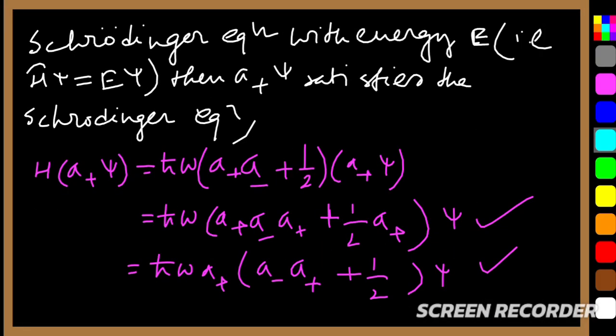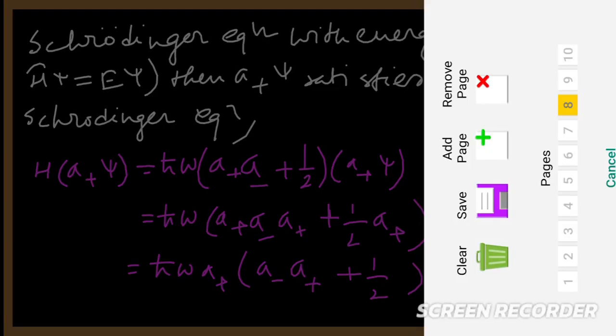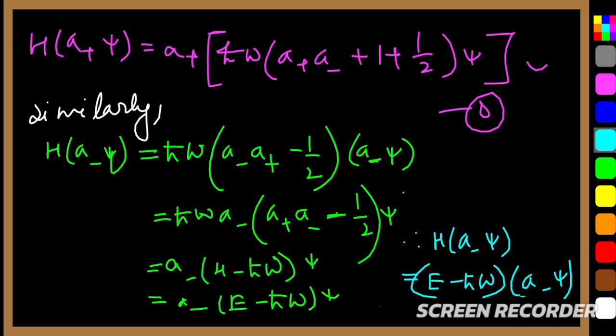Okay, so the Schrödinger equation with energy E, that is H cap psi equal to E psi, where A plus psi satisfies the Schrödinger equation, that must be H within the first bracket A plus psi equal to H cut omega within the first bracket A plus A minus plus half, that is into A plus psi. That should be rearranged this way, you get the four defined equations, that must be this.